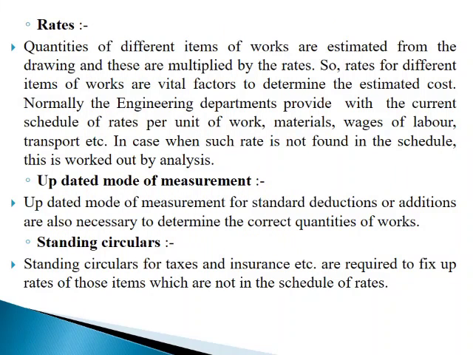Next is the rates. Quantities of different items of work are estimated from the drawings and these are multiplied by the rates, which we can already see in the measurement sheet and abstract sheet. So rates for different items of work are vital factors to determine the estimated cost. Normally the engineering departments provide the current schedule of rates per unit of work, materials, wages of labor, transport, etc.